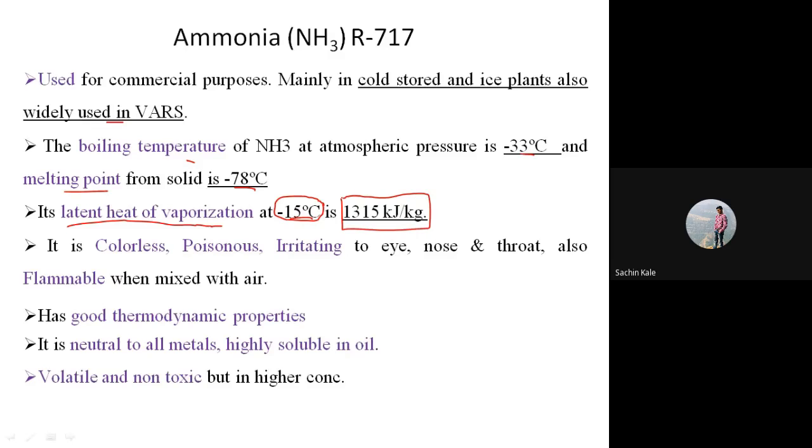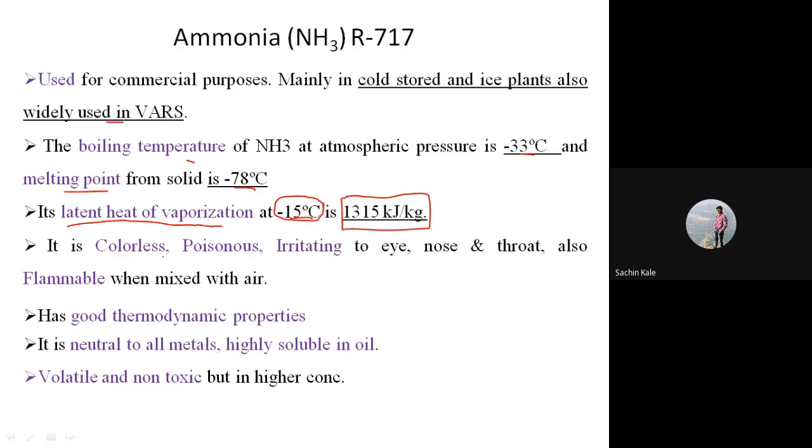That means if you have 1 kg of liquid ammonia and you want to convert it into vapor ammonia, then it needs to absorb 1315 kilojoule per kg of heat from the substance which you want to cool. Whereas, all the rest of the refrigerants have a lower latent heat of vaporization. If you consider R11, that refrigerant has a latent heat of vaporization of 195 kilojoule per kg at minus 15 degrees centigrade, whereas ammonia has 1315 kilojoule per kg.